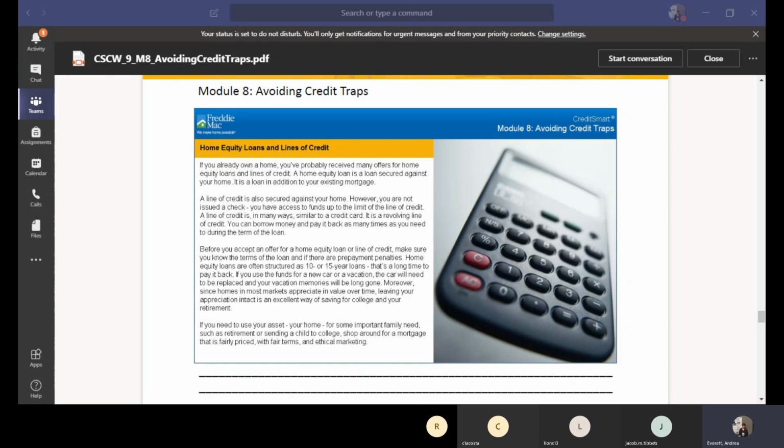Home equity loans are often structured as a 10 or 15-year loan, and you want to shop around for a mortgage that is fairly priced with fair terms and ethical marketing. If you think you will need to use your home for an important family need, such as retirement or sending a child to college, okay?